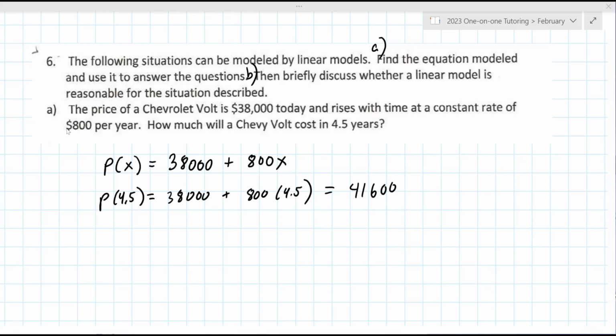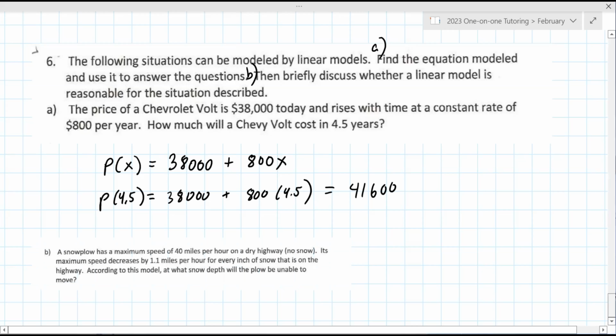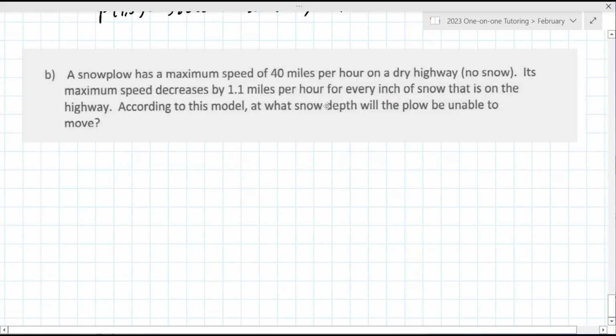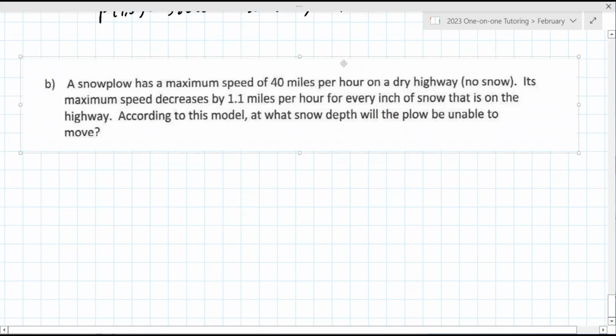Part B. Okay. Oh, and don't forget units. It should be dollars here. All right, a snowplow has a maximum speed of 40 miles per hour on a dry highway, no snow. Its maximum speed decreases by 1.1 miles per hour for every inch of snow that is on the highway. According to the model, at what snow depth will the plow be unable to move?